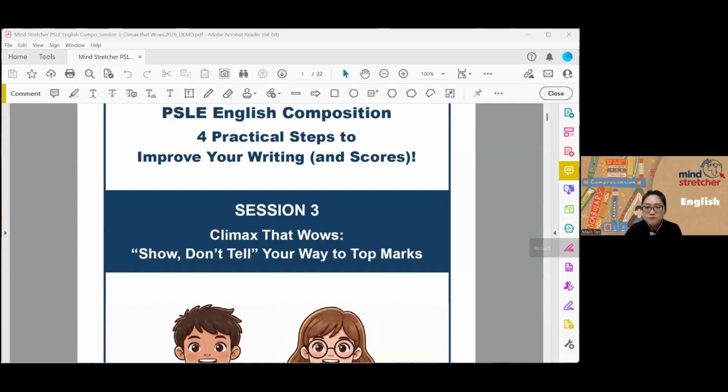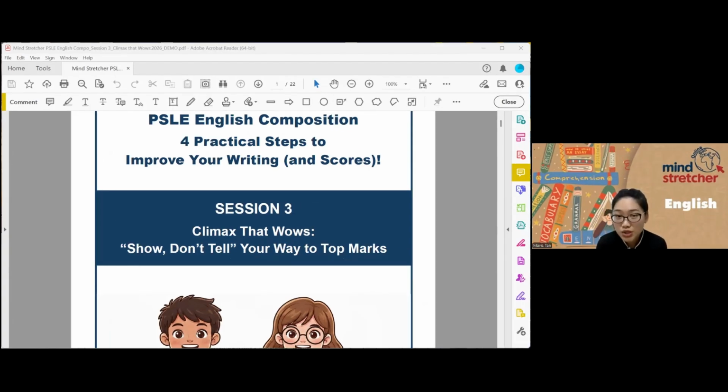So while we are waiting for some students to come in, for a start, this week we are looking at the climax, right? The climactic part of a composition. For all of you who are online, can you tell me what is the climax of a story? What is it supposed to do? What is its function? Just share with me what you know.